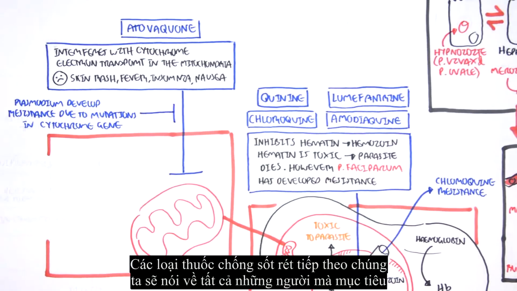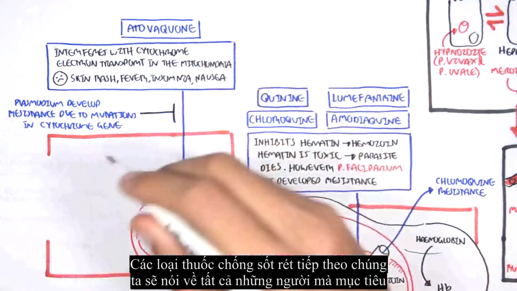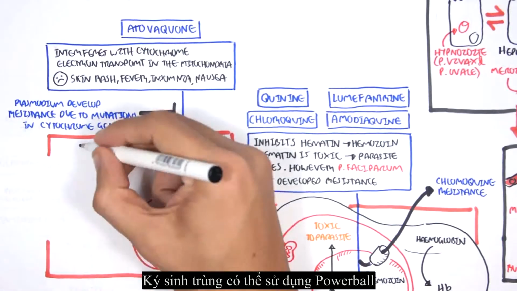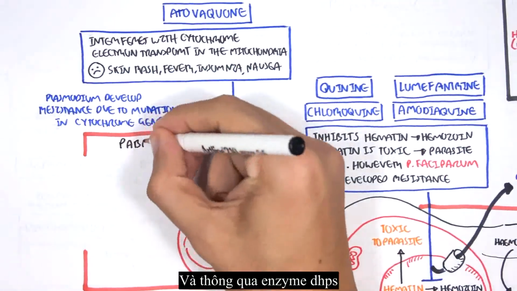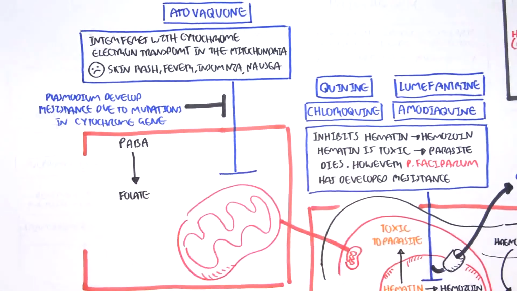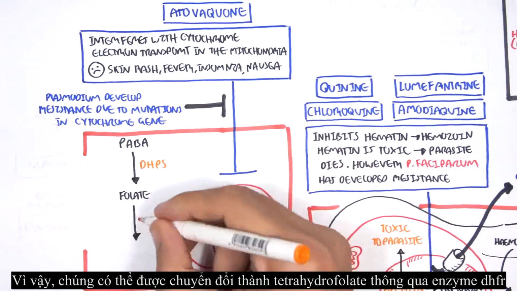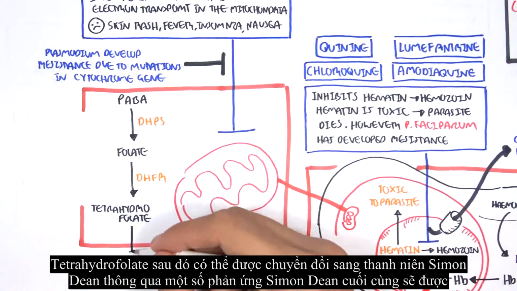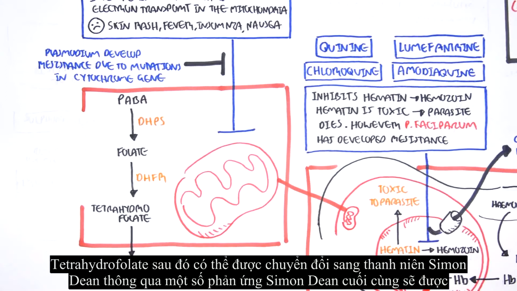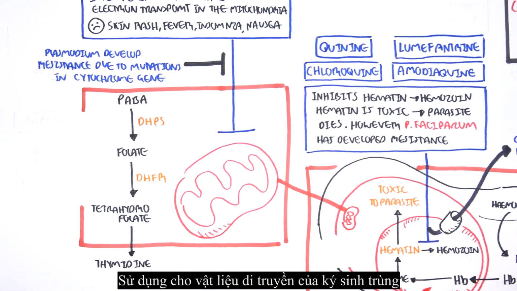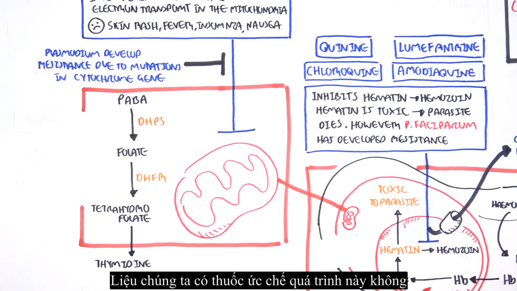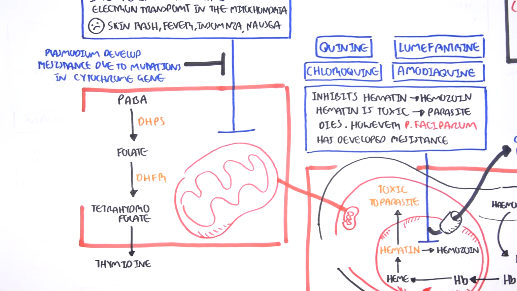The next antimalarial drugs we will talk about are the ones that target folate metabolism. The parasite can use PABA, P-A-B-A, and through the enzyme DHPS can make folate. Folate can then be converted to tetrahydrofolate through the enzyme DHFR. Tetrahydrofolate can then be converted to thymidine through several reactions. Thymidine will eventually be used for the genetic material of the parasite. Thus, if we have drugs that inhibit this process, we can kill the parasite.